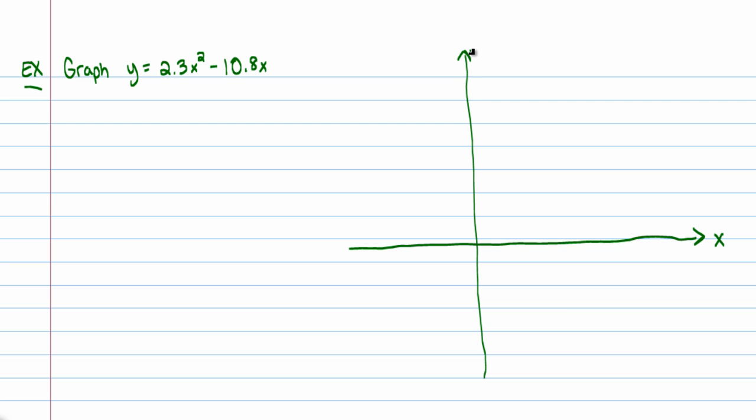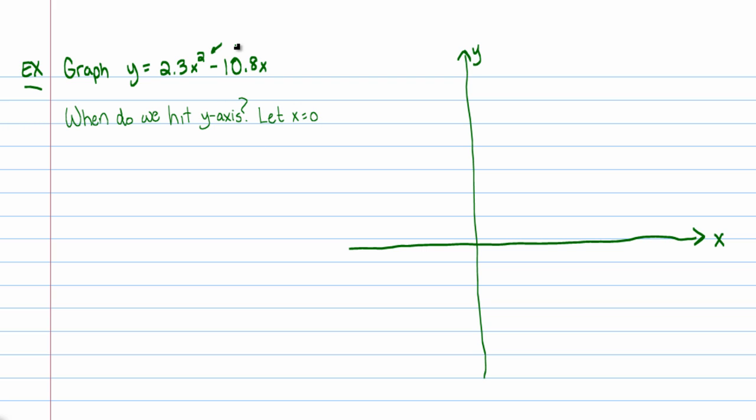Well, I draw my axes in, and I'll go ahead and mention right now that it's a parabola, right? There's the power of 2. And all parabolas hit the y-axis. So I'm just going to ask, when do we hit the y-axis? And that means, what is our y-intercept? So let x equal 0.